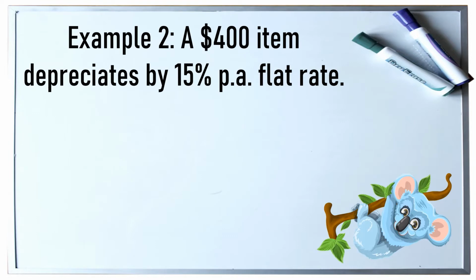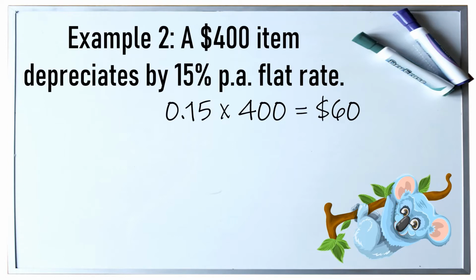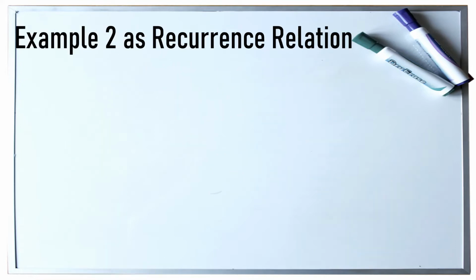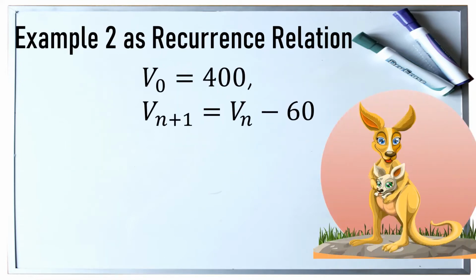A $400 item depreciates by 15% flat rate. So 15% of $400 is $60, so the item decreases by $60 each year. So as a recurrence relation, V0 is equal to 400 because that was the value of the item at the beginning. Vn plus 1, the next number in the sequence, is equal to the previous number minus 60. We're taking 60 each time because that's how much value it's losing each year. So after the first year is $340, after the second $280, and so on.